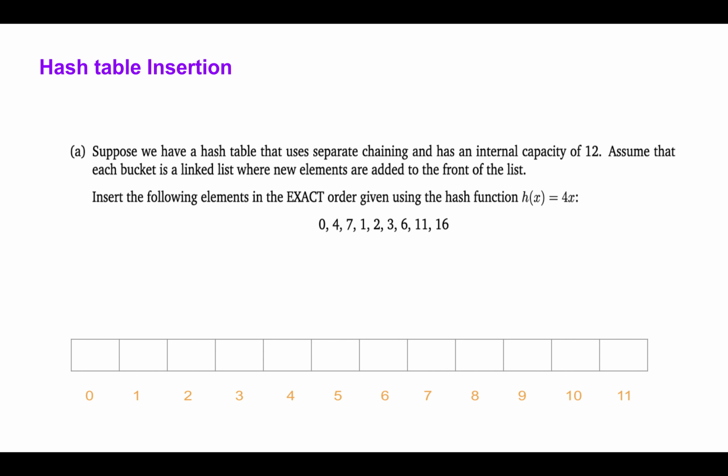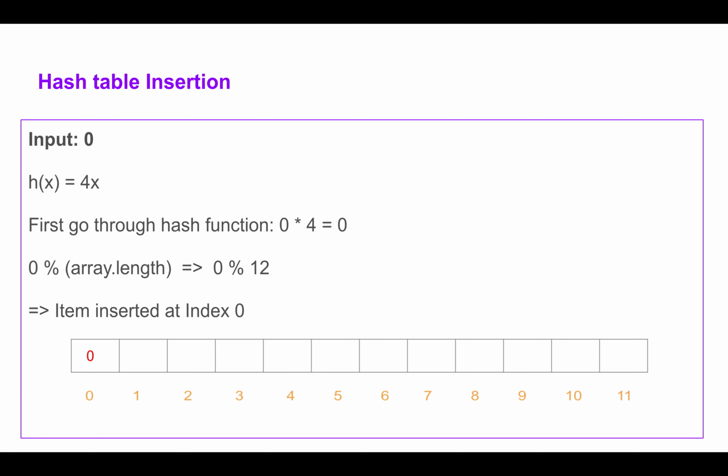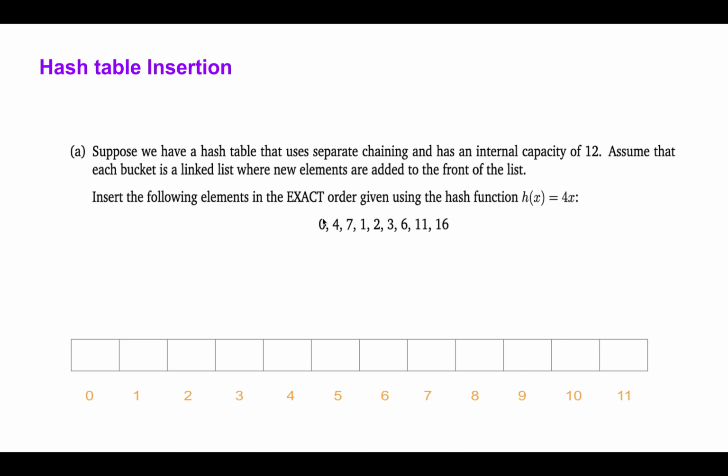Suppose we have a hash table that uses separate chaining and has an internal capacity of 12. That separate chaining thing means that at every bucket, there's a linked list. Assume that each bucket is a linked list, where new elements are added to the front of that list. We want to insert the following elements in the exact order using this hash function for x. We're just going to go element by element. First we're going to insert 0, then 4, then 7, then 1, then 2, etc.